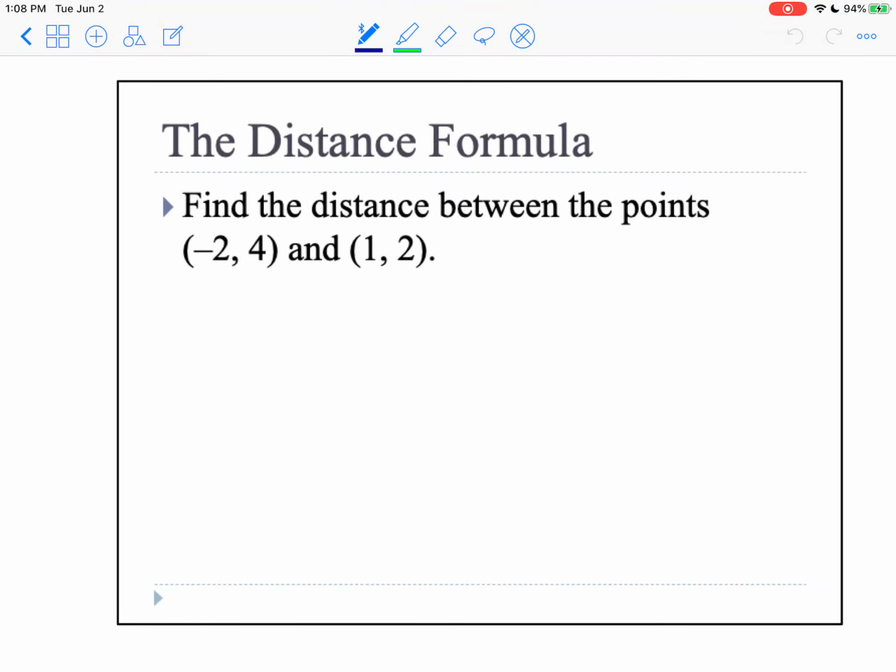So we want to find the distance between the points -2, 4, and 1, 2. So again, we can think of our coordinate plane, and I just want to do a quick sketch here, nothing too fancy. So if you don't have graph paper, you can always just make your own graph on a piece of paper. So -2, 4 is the one that's up here. We just did that one. And 1, 2 would be right here.